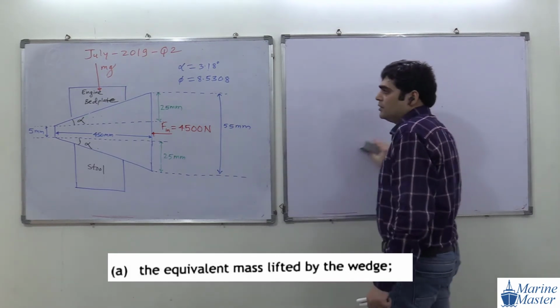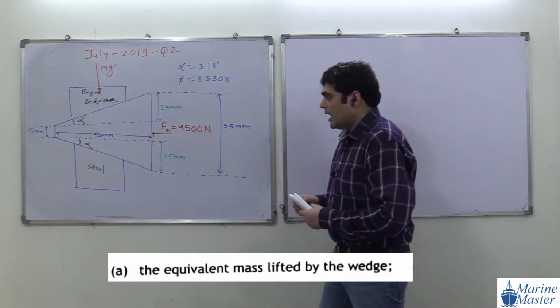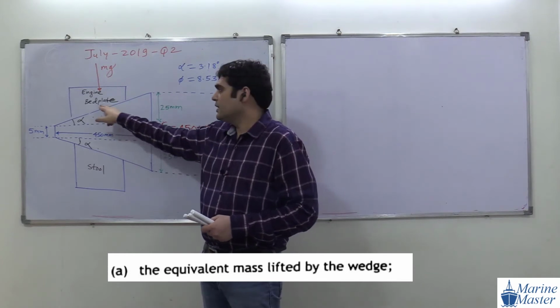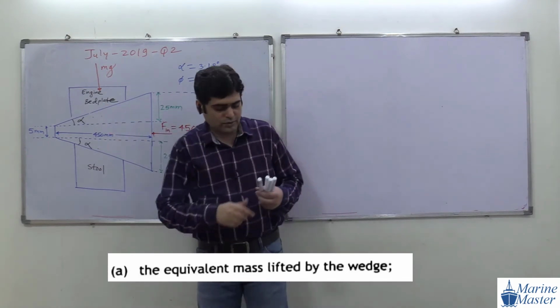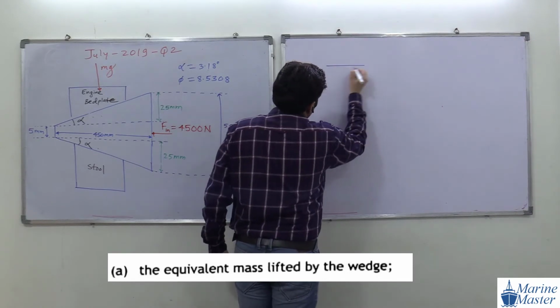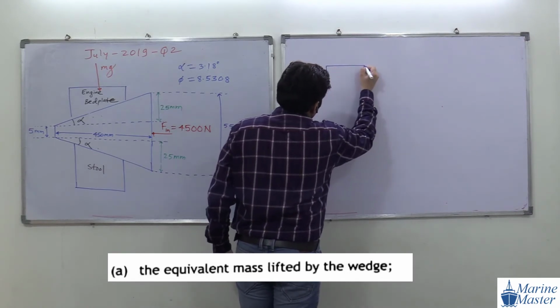So first of all, I am going to separate this one. This is the engine bed plate. This is what, guys? A wedge. Engine bed plate, tapered wedge. Okay. So first of all, see the scenario here, guys. This is the engine bed plate.